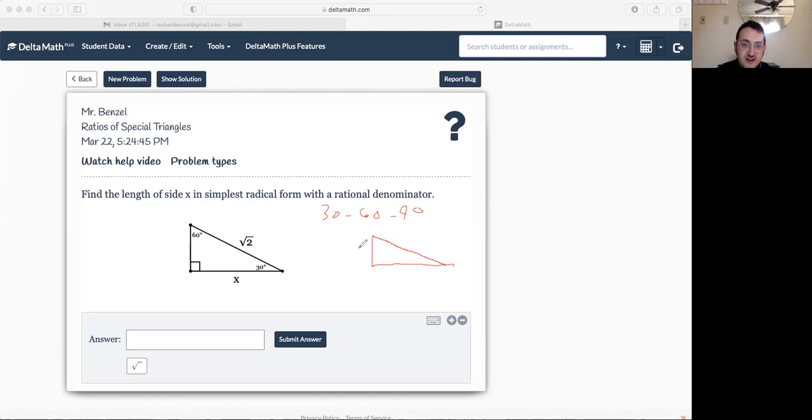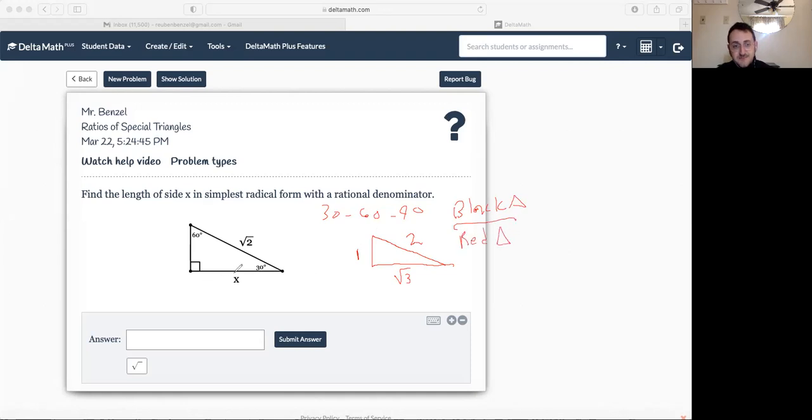So my shortest side is 1. My hypotenuse is going to be 2. And then my longer leg is going to be square root of 3. And I'm going to do black triangle to red triangle.